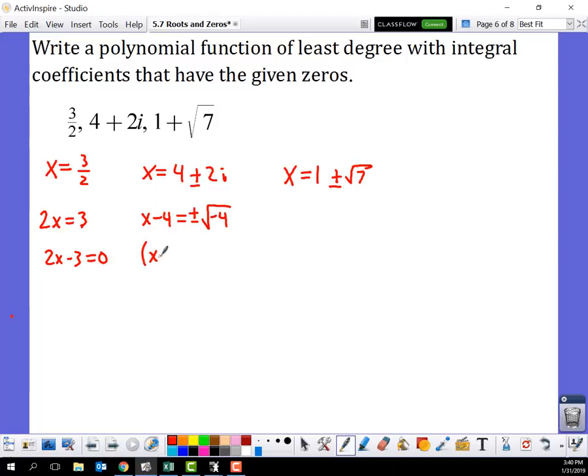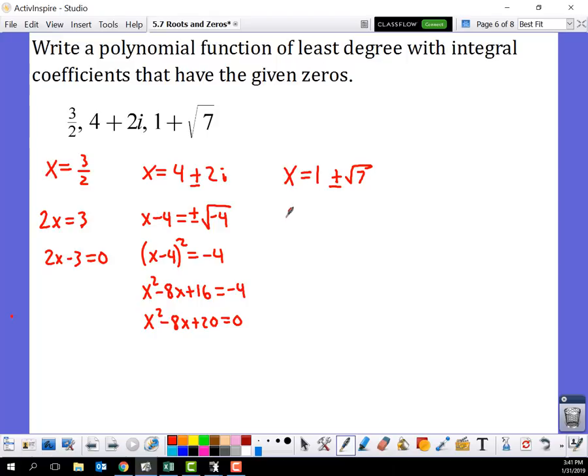So then I'm going to square both sides. x minus 4 quantity squared equals negative 4. I FOIL this side: x squared minus 8x plus 16 equals negative 4. Add 4 on both sides, so you get x squared minus 8x plus 20 equals 0. So there's your second factor.